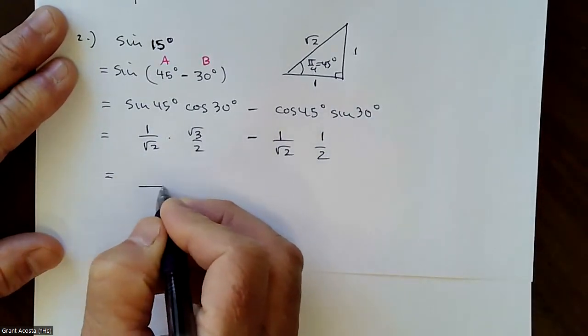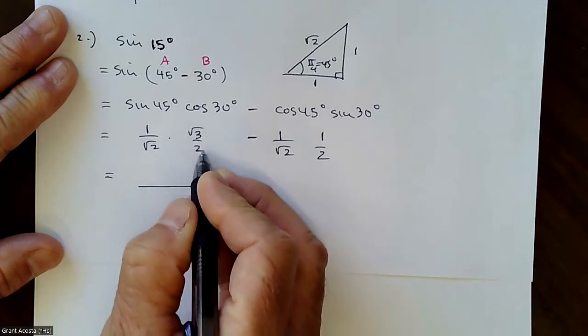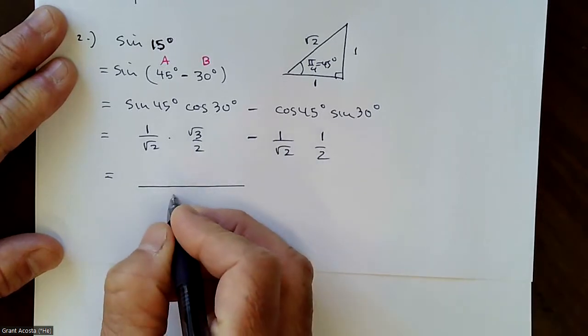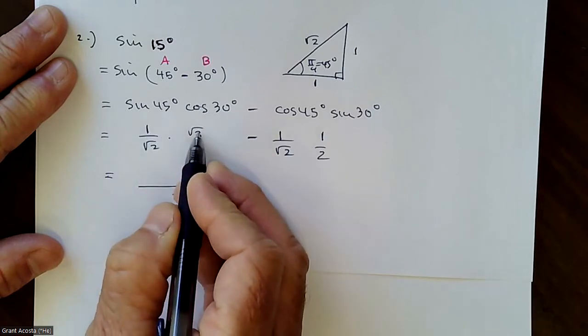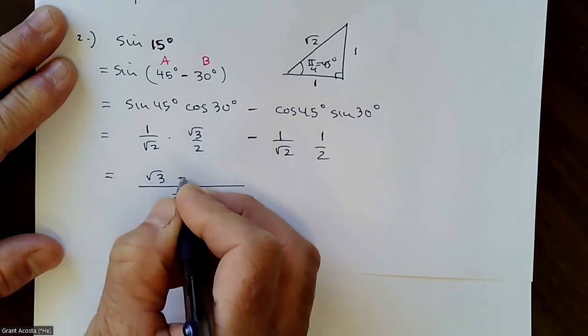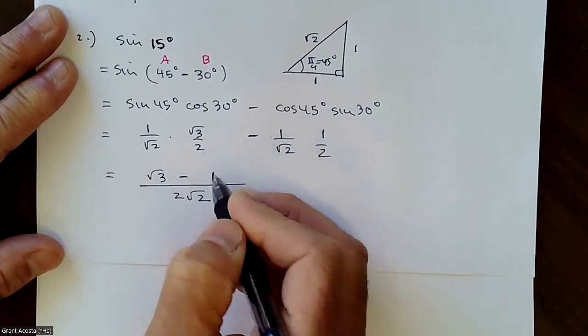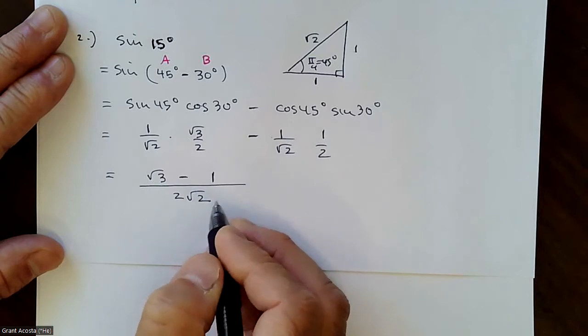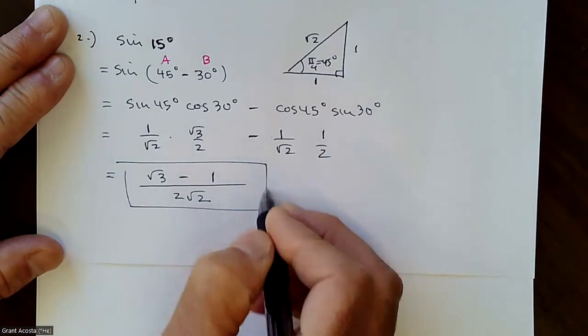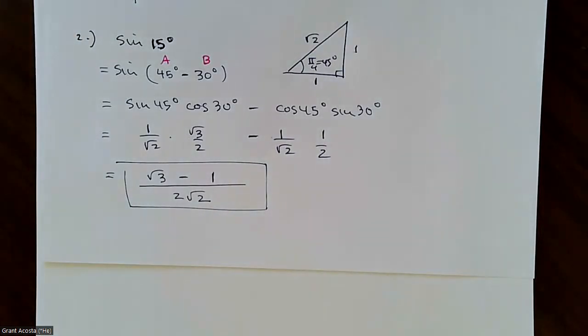And notice the denominators are the same. Root 2 times 2, root 2 times 2. So I think it looks better if I wrote that as 2 root 2. And I have 1 times root 3, which is root 3, minus 1 times 1, which is 1. Could this answer be cleaned up by multiplying top and bottom by root 2? Absolutely. But we'll just leave it the way it is for now.